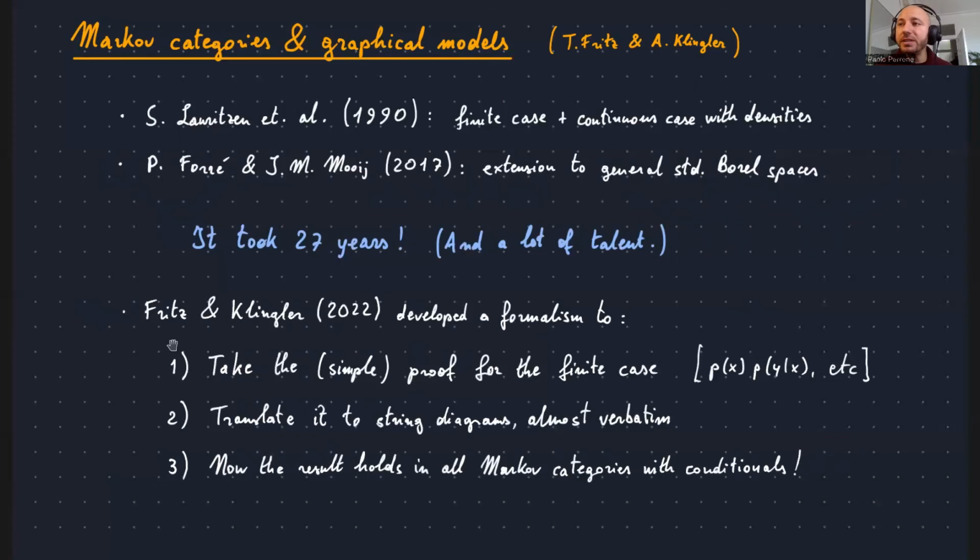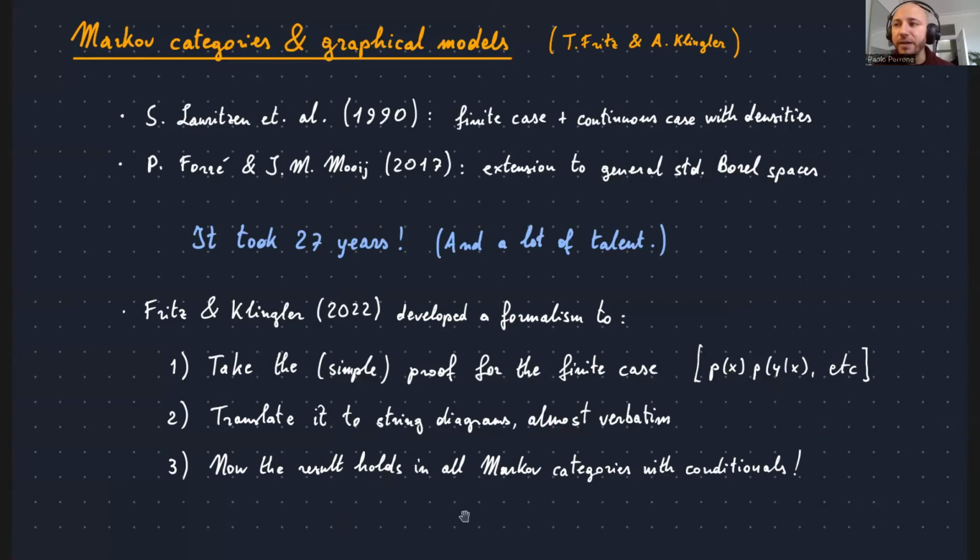So Fritz and Klingler this year came up with a formalism where you can do, I want to say, magic almost, but it's very scientific and rigorous. So you look at the proof for the finite case. I mean, here I say simple, it's not simple. Lauritzen did quite some work, of course, but it's simpler in the discrete case than in the general continuous case, okay? Much simpler. So you take the simpler proof, translate it to string diagrams, and then you're done.